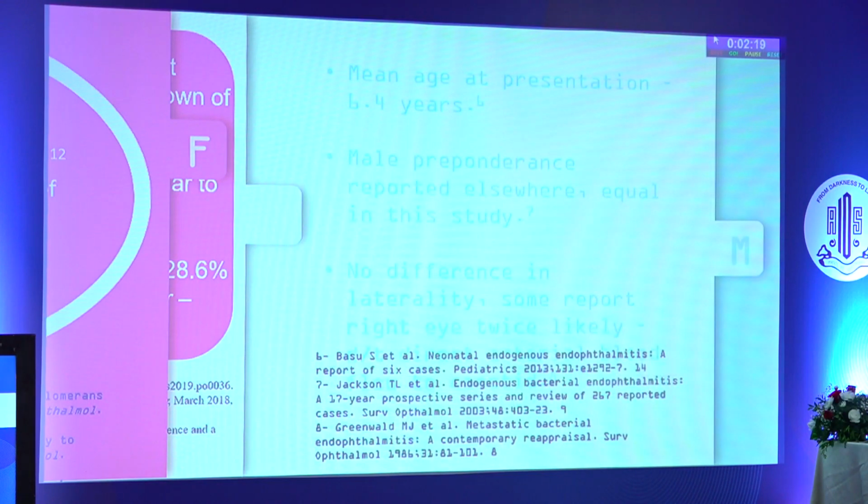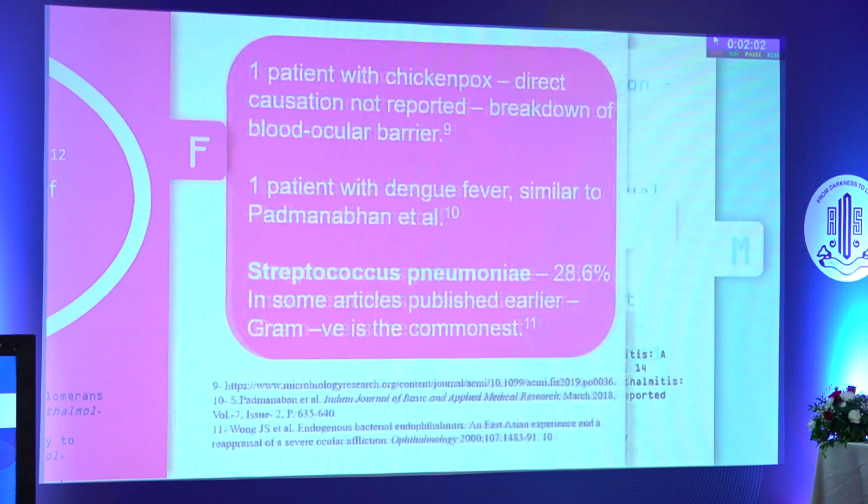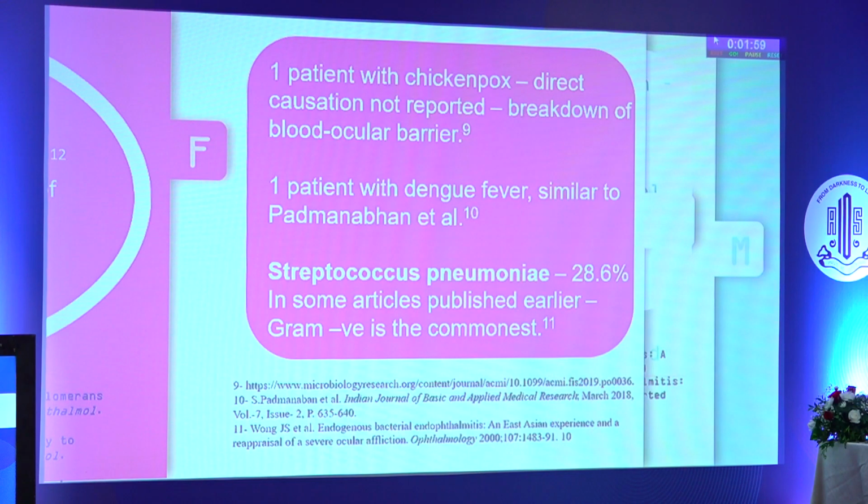The mean age of presentation was 6.4 years. Male preponderance has been reported elsewhere, but it was equal in our study, male and female. There was no difference in laterality, even though some reports have shown the right eye is twice as likely to be involved because of the direct connection to the carotid. One patient had a history of chicken pox. Even though direct causation is not defined, it could be due to the breakdown of the blood-ocular barrier. One patient had dengue fever, which is a similar case. A single case has been reported by Padmanabhan et al. They have also defined the same as a breakdown of the blood-ocular barrier.